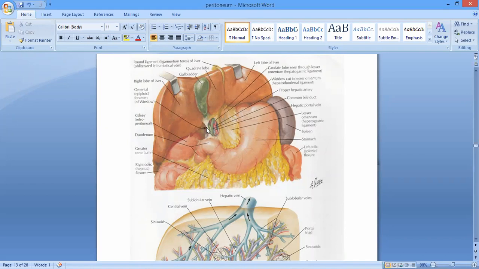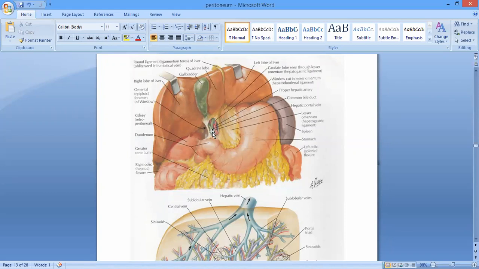Anteriorly, it is bounded by the free border of the lesser omentum. ठीक है? इसके anteriorly क्या पड़ा हुआ? Free border of the lesser omentum. और इसी free border में we will come across three structures, and these are the bile duct, hepatic artery, and the portal vein, right? So anteriorly it is formed by the free border of the lesser omentum, and in it there are three structures present: the bile duct, hepatic artery, and the portal vein.